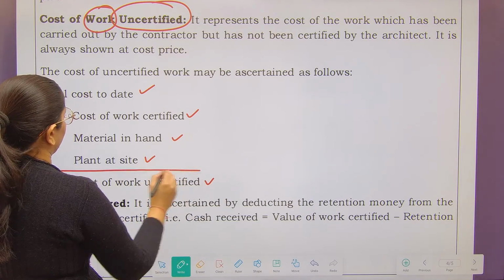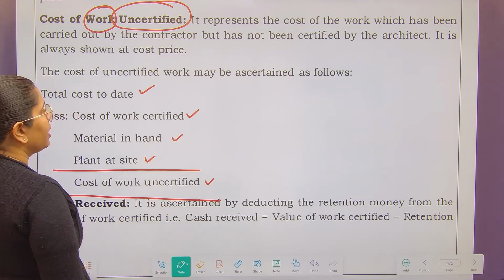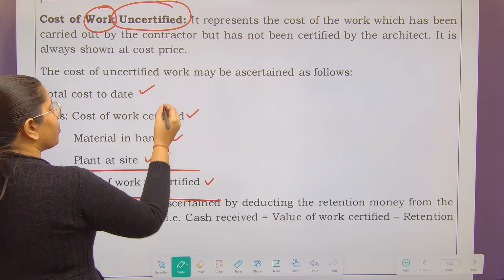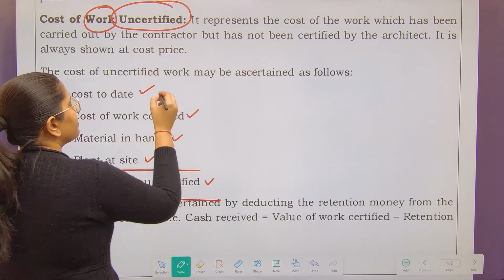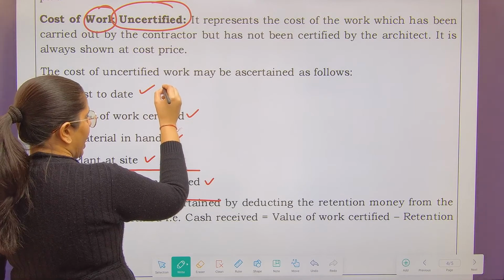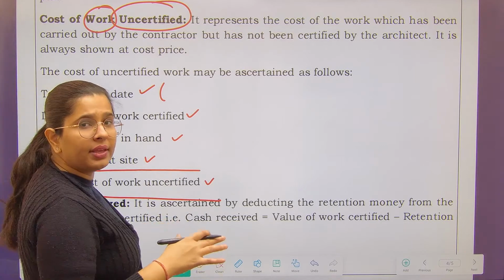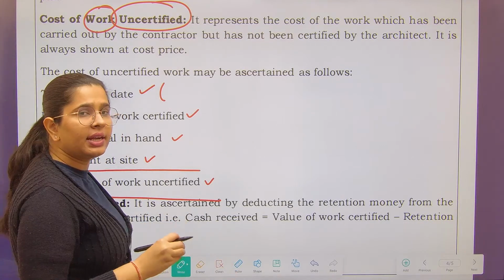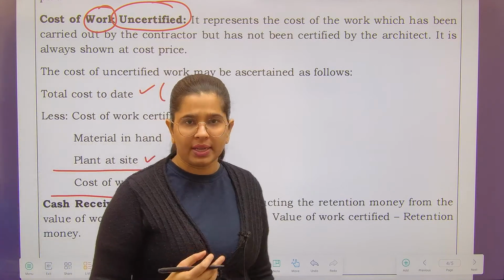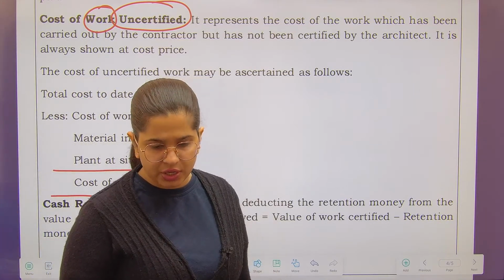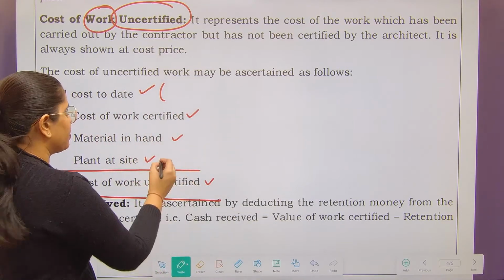This is the result. So total cost up to date. See, plant at site means what? What happens is, in the case of contract, you don't know how much your plant will be used or how much wear and tear will occur in your plant. So I have told you that there are two methods, either directly charge the depreciation. You could also have written depreciation in its place.